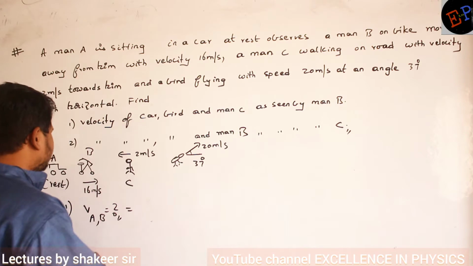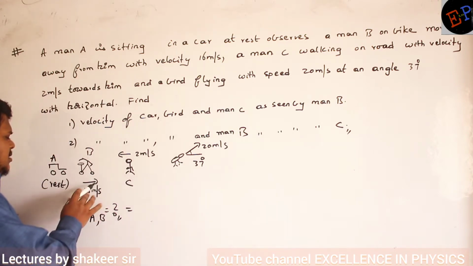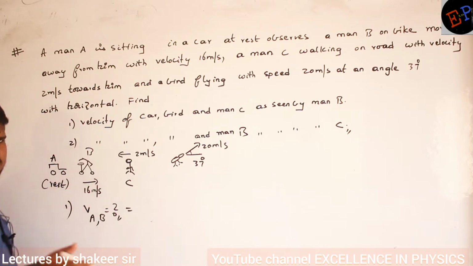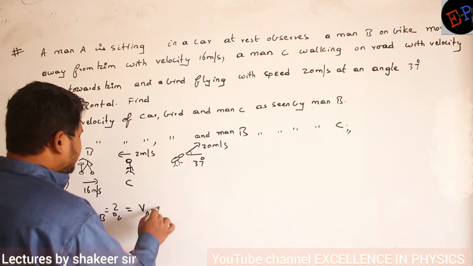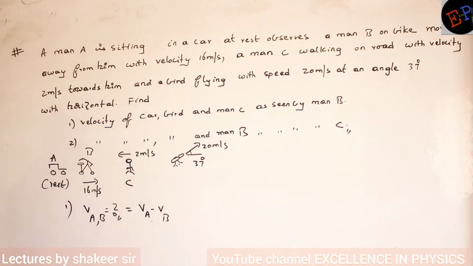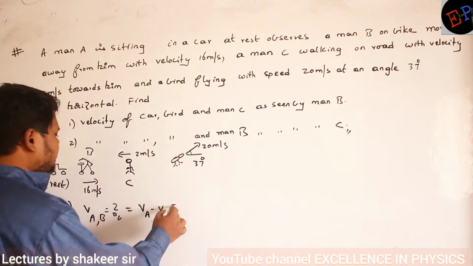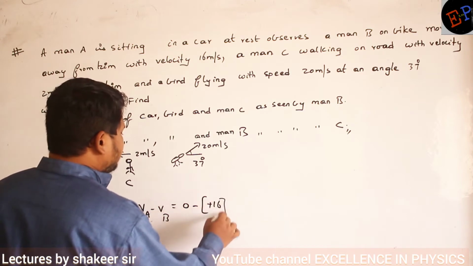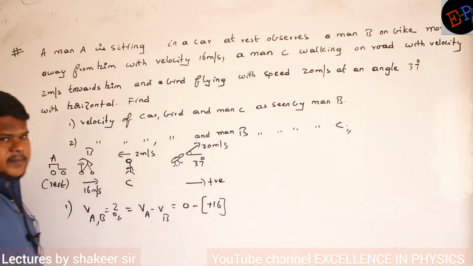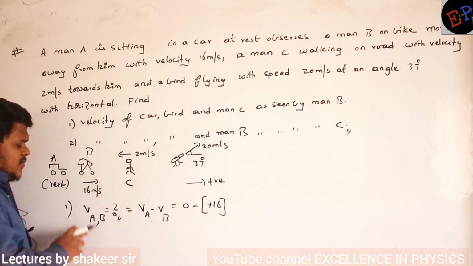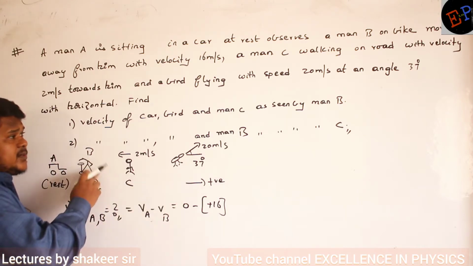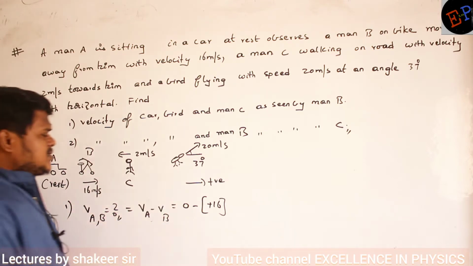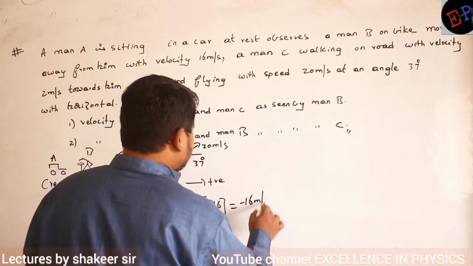So how do I write it? See here, both are only in the x direction. He is at rest, and B is traveling along the x-axis. You need not write this into vectors. Directly you can write VAB as VA minus VB. VA value is 0. VB value is plus 16 if I take this direction to be positive. Since B is the observer, I write VA minus VB, so 0 minus plus 16. Total is minus 16 meters per second.